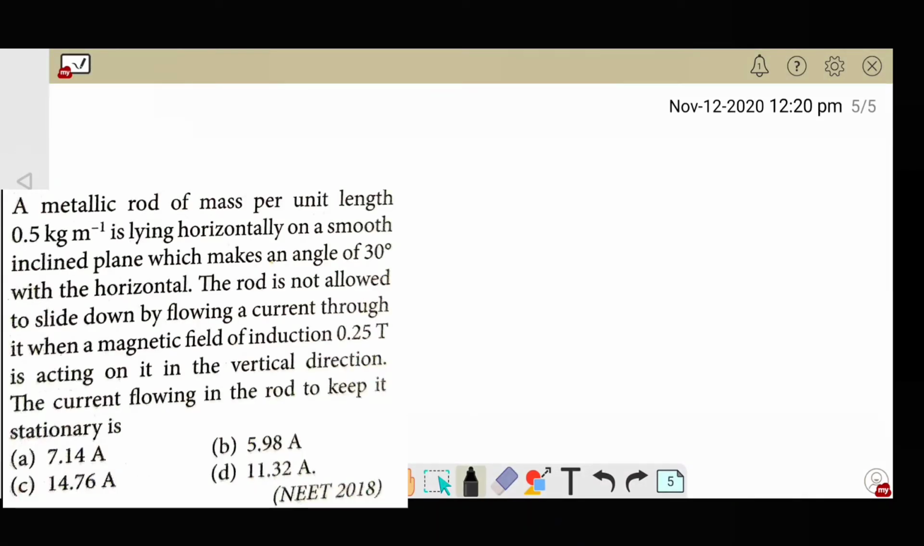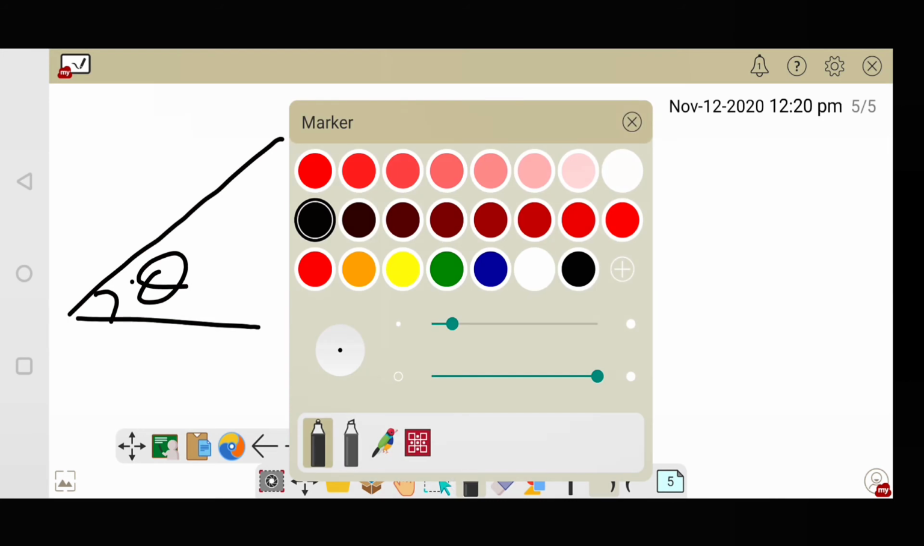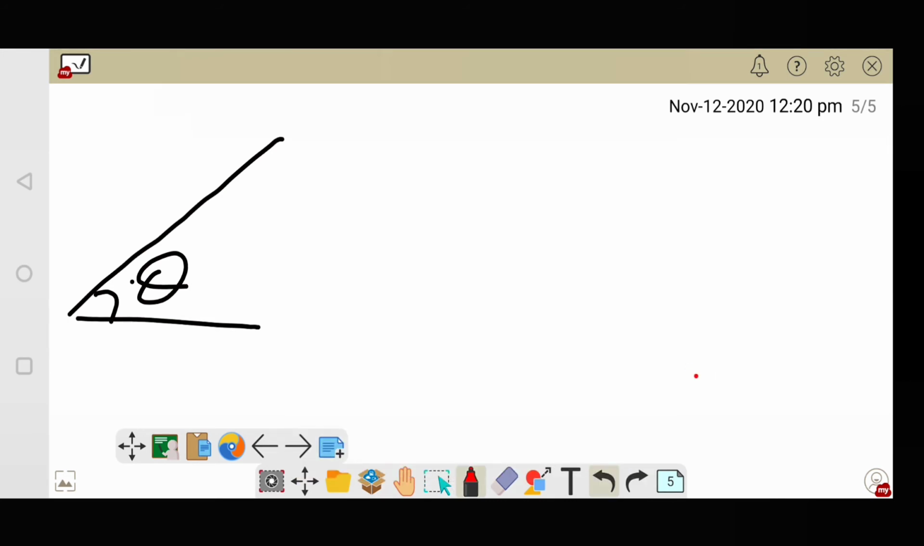So in question number 5, you have a metallic rod of mass per unit length 0.5 kg per meter lying horizontally on a smooth inclined plane. This is the smooth inclined plane of inclination theta, and the angle theta is given as 30 degrees. Here the rod is placed horizontally, and the magnetic field is in the upward direction. The rod is not allowed to slide down by the current flowing through it. Because of the flow of current, this rod is not coming down, and we have to find the value of the current flowing in the rod.